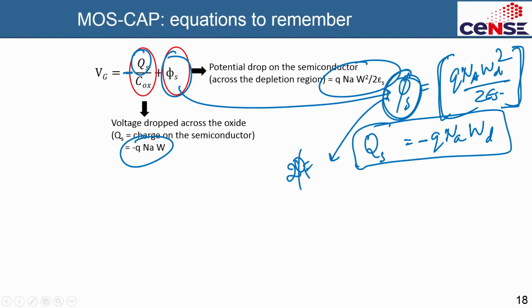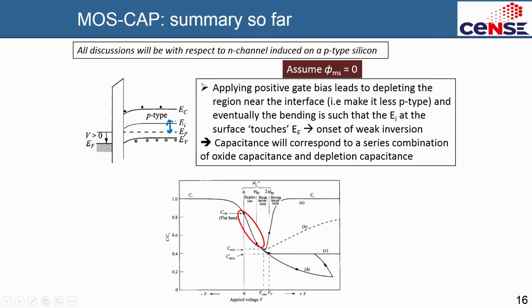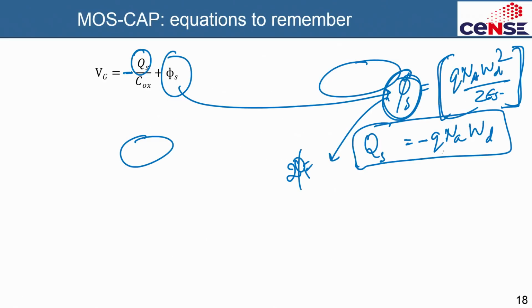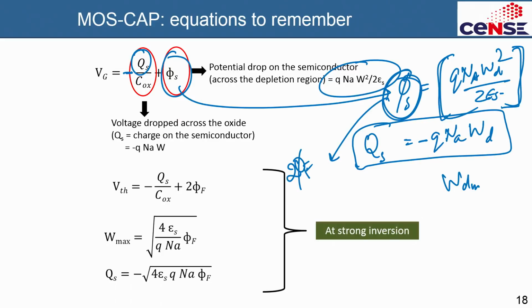It becomes equal to 2 phi_f because the band bending, if you recall, is essentially 2 times this. From there you find the expression for the maximum depletion width. Anyway, this is the voltage that is dropped here, this is the potential that is dropped here, and these are the equations that you should keep in mind.